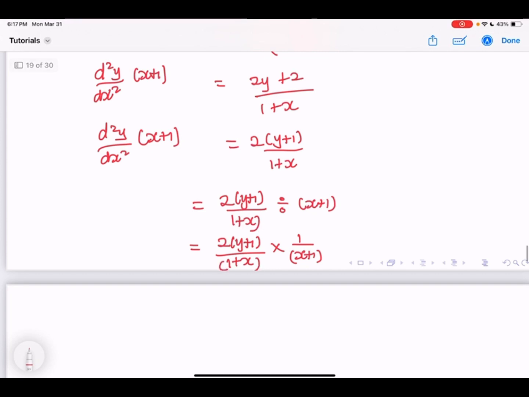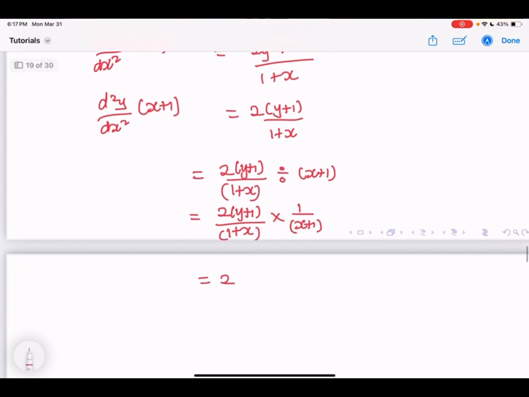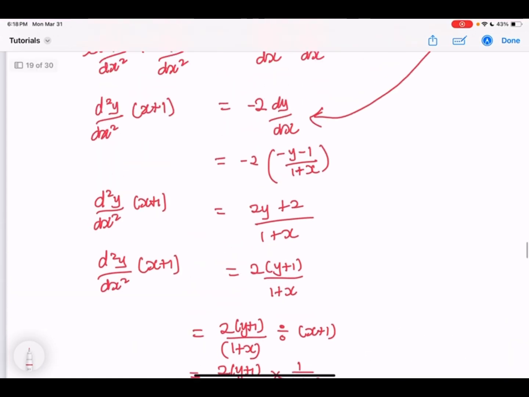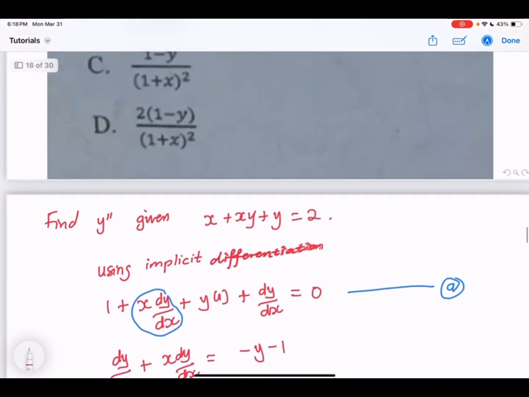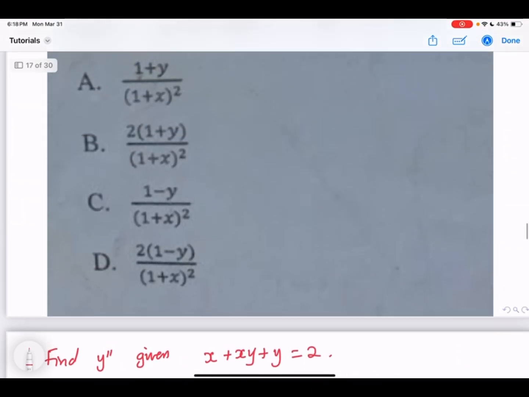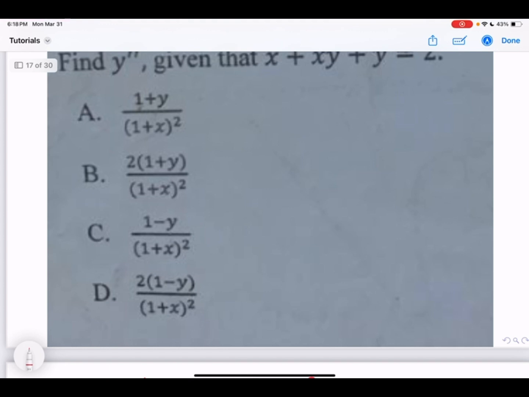So this will give us 2(y plus 1) multiplying (1 plus x) all squared. That's the squared y on the x squared. So this is our answer. Now let's compare our answer to the options above. So based on our answer, the correct option is option B.